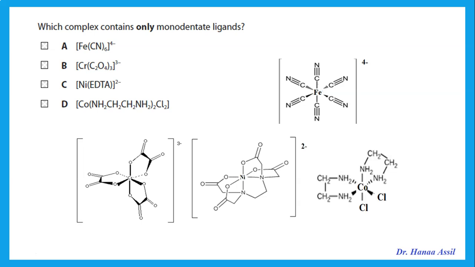And this one is called 1,2-ethane diamine. This is ethane with an amine group on each carbon. So each of the amine groups can form a dative bond with the central atom. So this is bidentate. So the one that has only monodentate ligands is that first one.